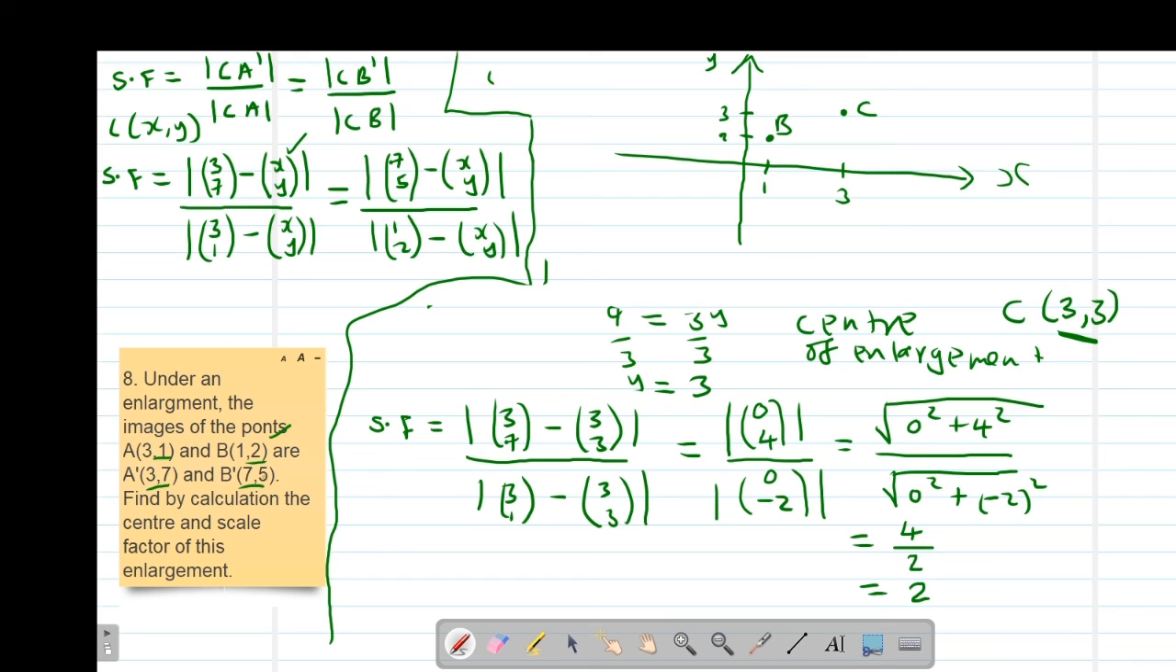Then B prime was (7, 5). So 7 is likely to be further here. Then positive 5 is above 3. So it means this coordinate will be somewhere here. So this is B prime. So of course these ones are joined by a straight line. So clearly you can see that the center lies between the object and its image. Therefore this is telling you that the scale factor should be negative. Therefore the scale factor of enlargement will be negative 2.